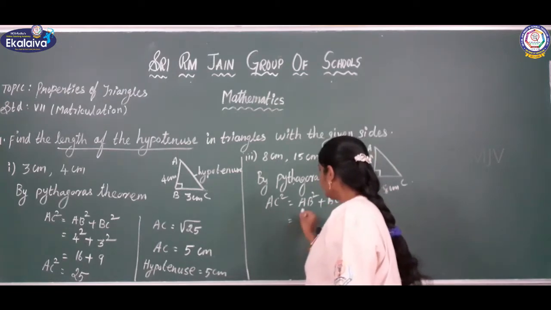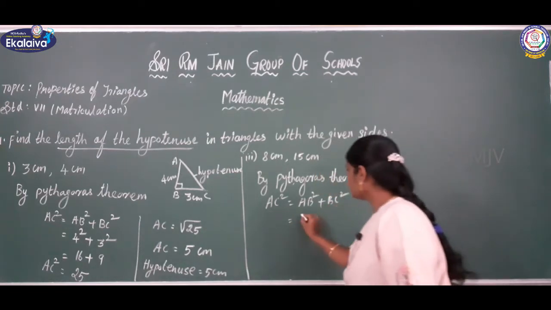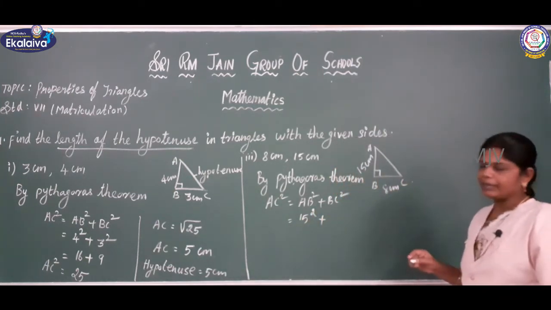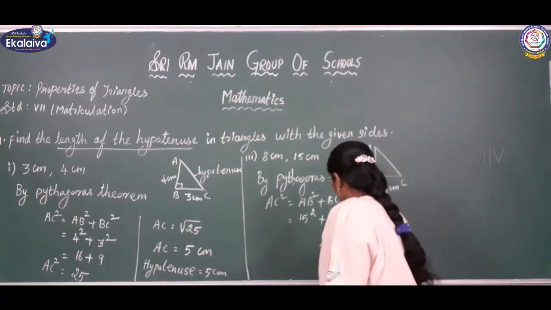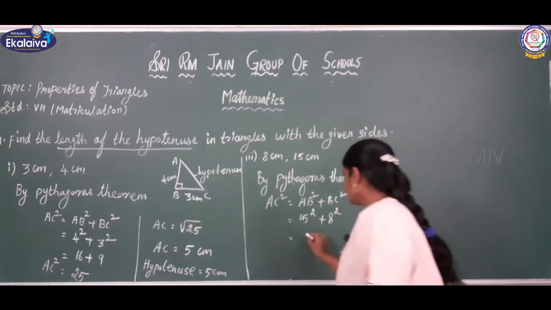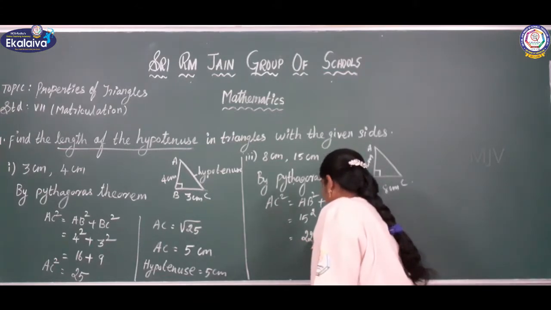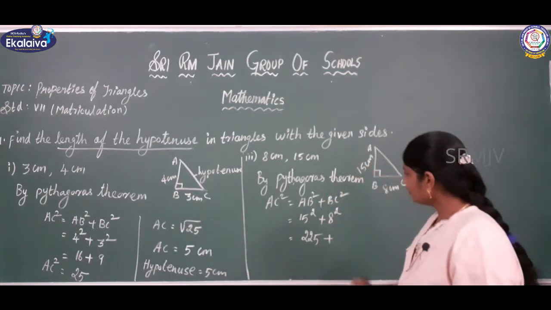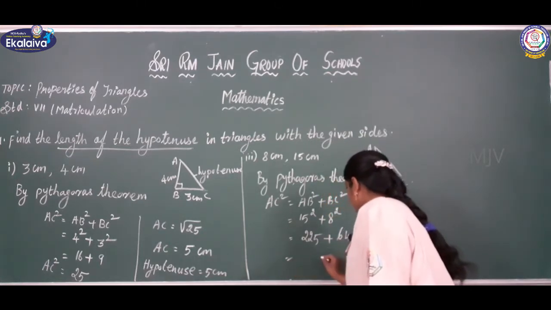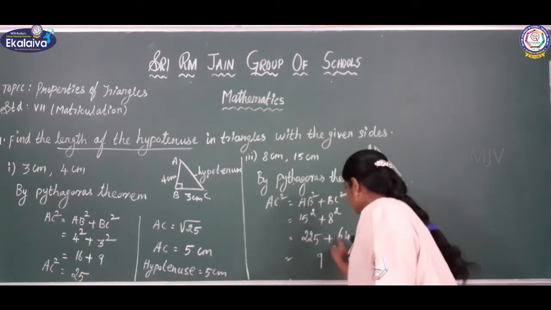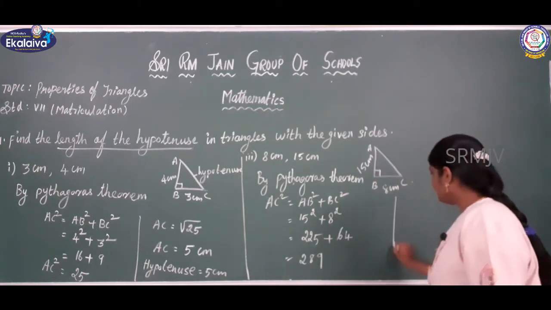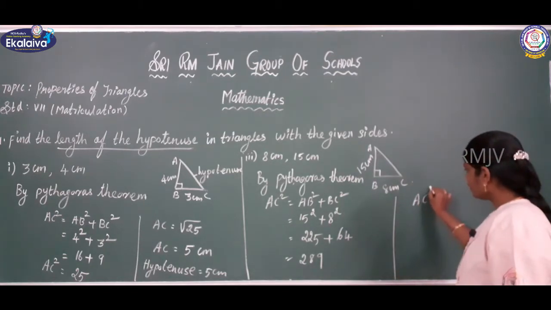AC square equal to AB square plus BC square. Substitute the values here. AB 15 centimeter. So 15 square plus BC 8 centimeter, 8 square. So 15 square what will you get, children? 15 into 15 225 plus 8 square 64. When we add this, what will you get, children? 5 plus 4, 9, 2 plus 6, 8, 2. So 289. AC square equal to 289.